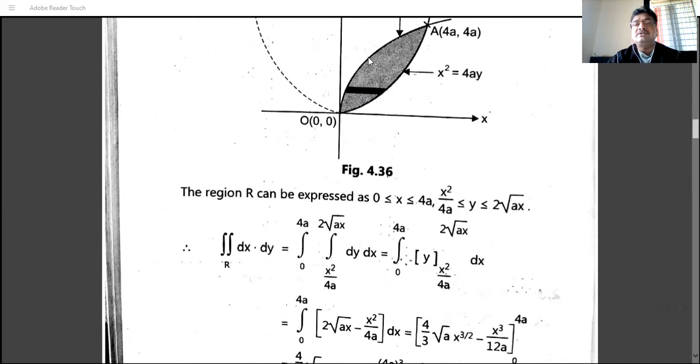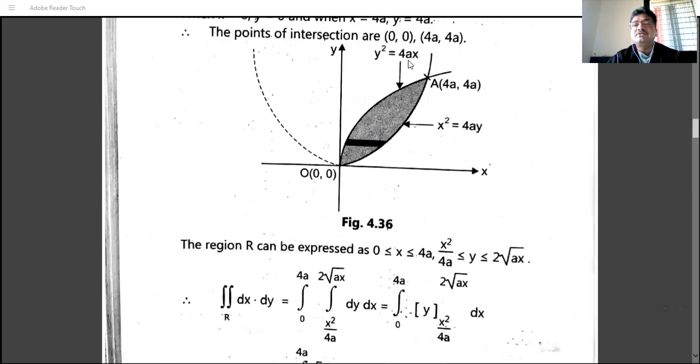And the other end touches this curve, the parabola. What is that? y square is equal to 4x. So from this, find the value of y. y is root 4x, that is 2 root x. Okay, take the positive side. So these are the limits of y. That is, take the strip parallel to y-axis, and then its lower end touches this curve. Therefore y is x square by 4a is the lower limit, and the other end touches this curve. So y is 2 root ax.